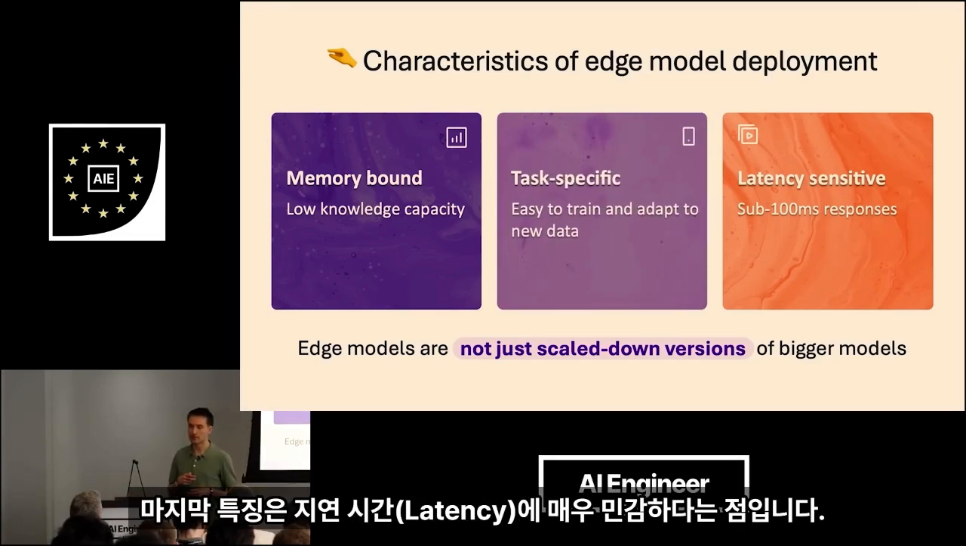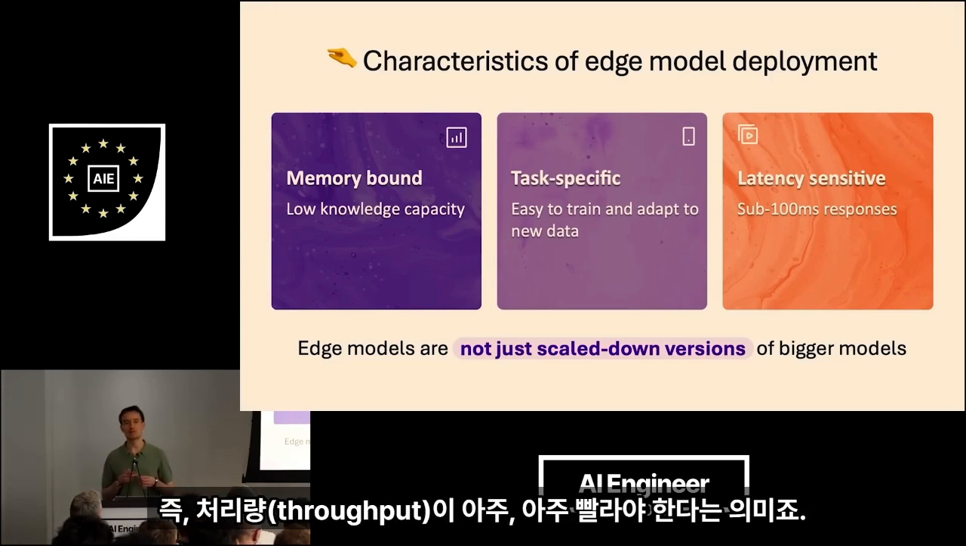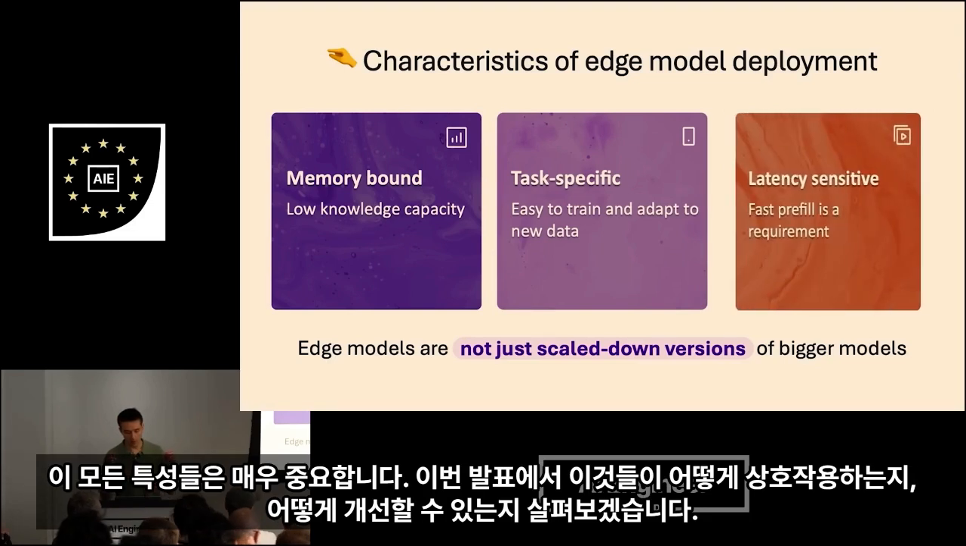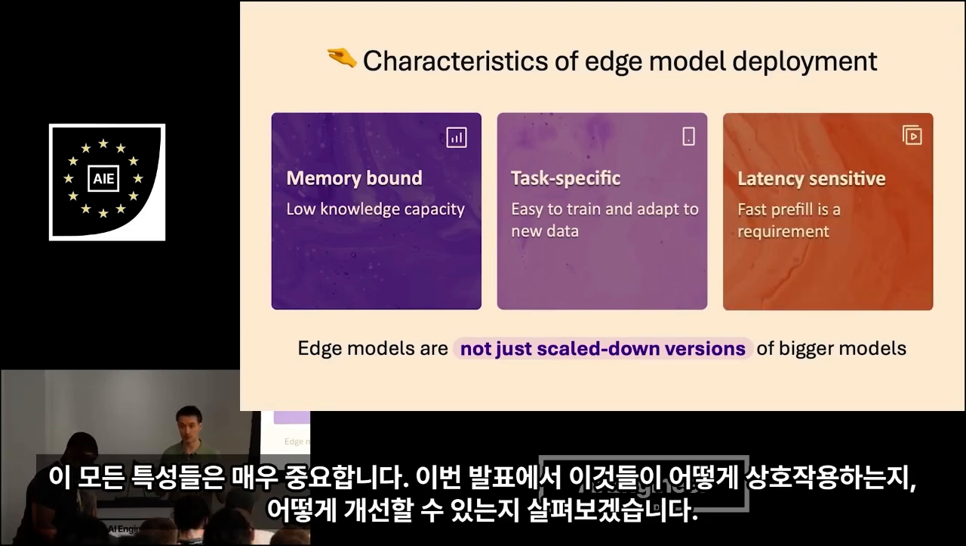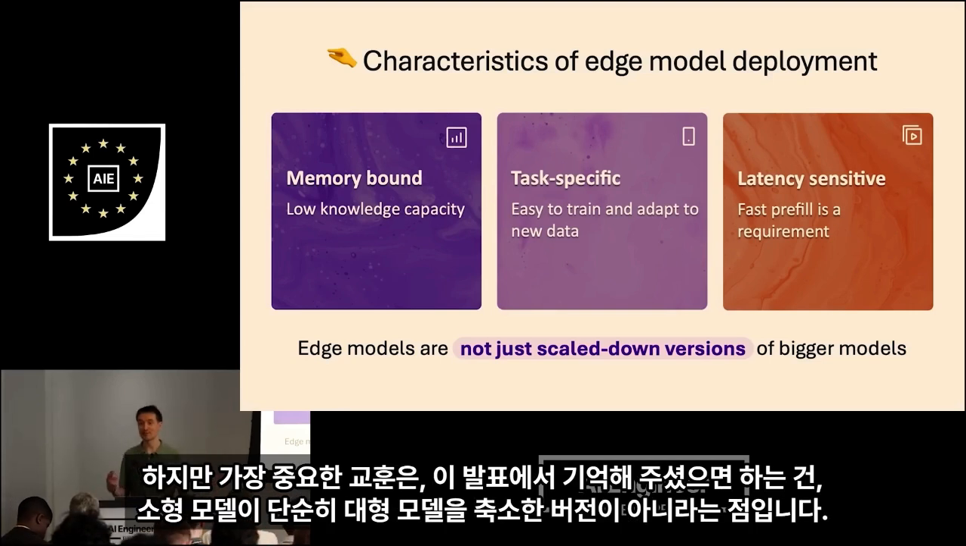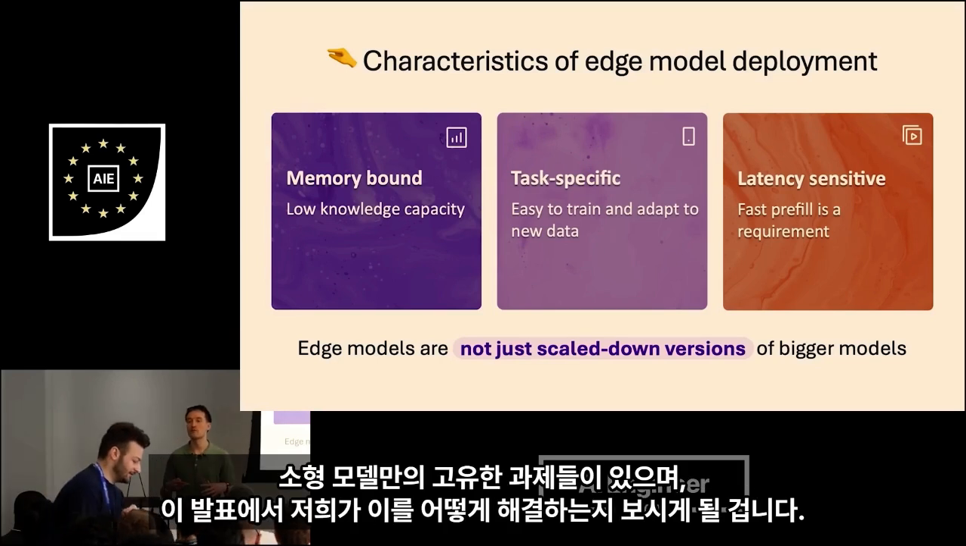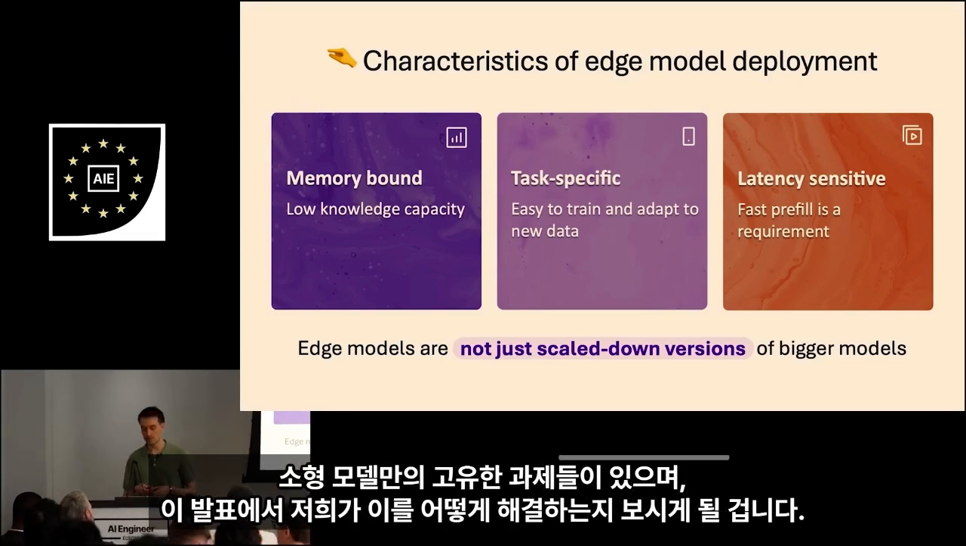And the final one is that they are very latency sensitive. And that means that you need to have very, very fast throughput. So all these characteristics are very important, and we'll see in this presentation how they play with each other and how we can do better. But the main lesson I want you to retain from this presentation is that small models are not just scaled down versions of bigger models. They also have their unique challenges, and we will see how we handle them in this presentation.